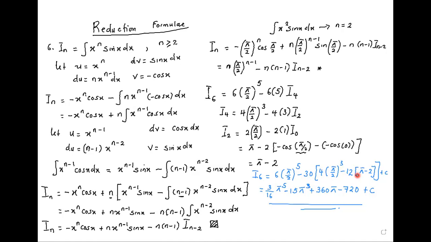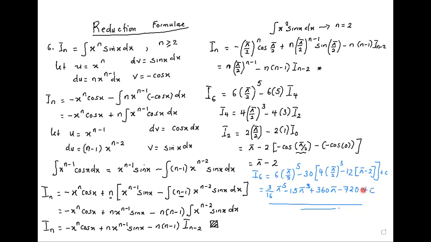Good. Then next, we move to this one here. Negative 12 times 2 times negative 2, it becomes positive 24. Positive 24 times 30, negative 30 becomes negative 720. Then plus the constant c.